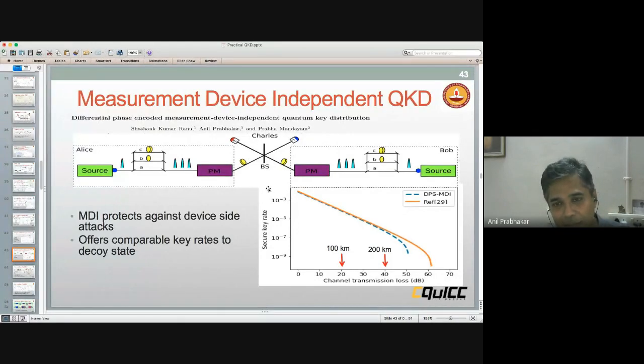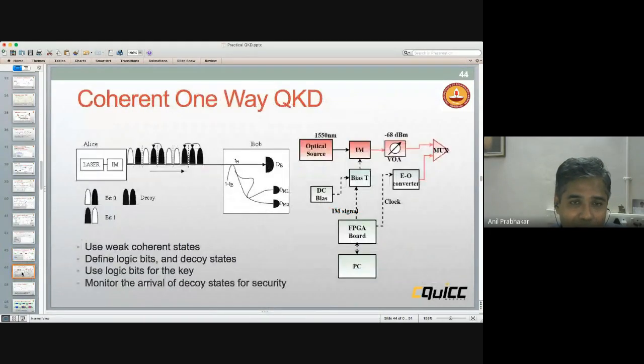Now, that means I have two problems. I have to lock these two laser sources that are 200 kilometers apart, and I have to be able to tell with sub-nanosecond precision which of these detectors clicked, right? So building out systems like this is much harder than actually just proposing it.